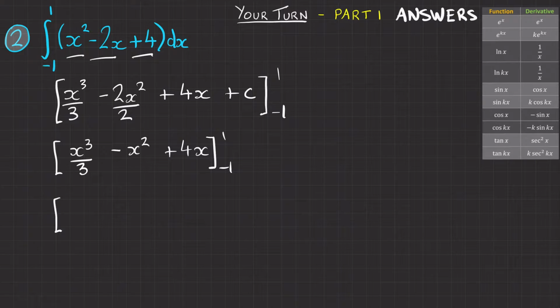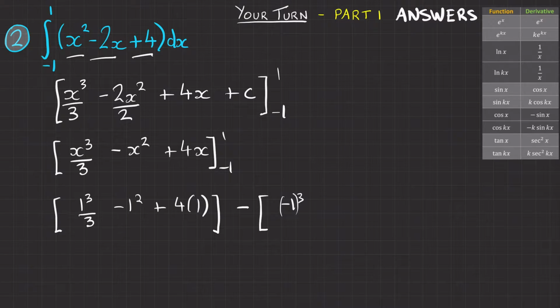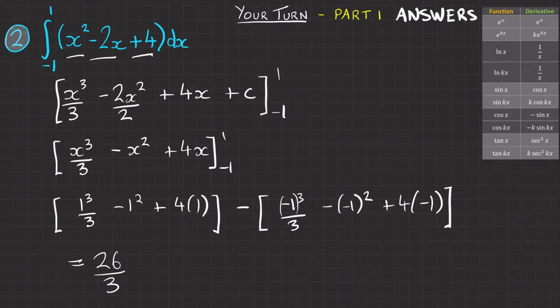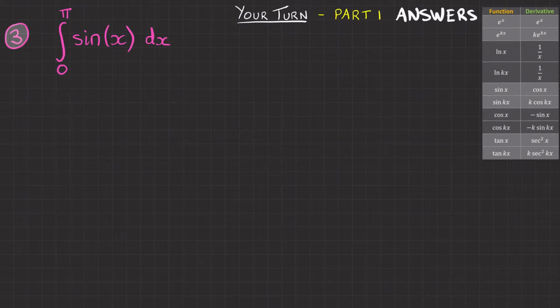Substituting the points, 1 cubed over 3 minus 1 squared plus 4 lots of 1, minus 1 cubed over 3 minus 1 squared plus 4 lots of minus 1. Enter that into your calculator and you'll get 26 over 3, or 8.6 recurring. That's your final answer. For this one, we're going to use the table of derivatives.